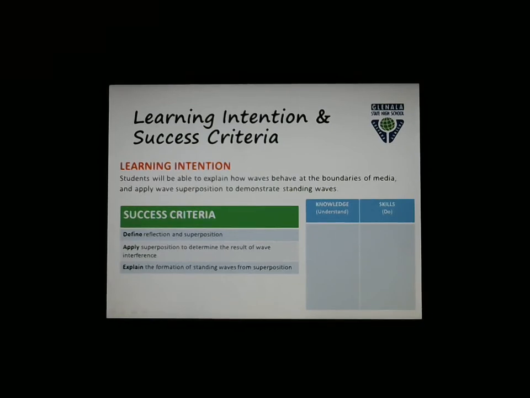Now, I want you to be able to explain how waves behave at the boundaries of media, and I want you to be able to apply wave superposition to demonstrate a standing wave. So there are 3 criteria we're looking at here. You've got to be able to define a couple of terms. There's a couple of others that go with this criteria, but we'll get to those later on in the unit. Apply superposition to determine the result of wave interference.